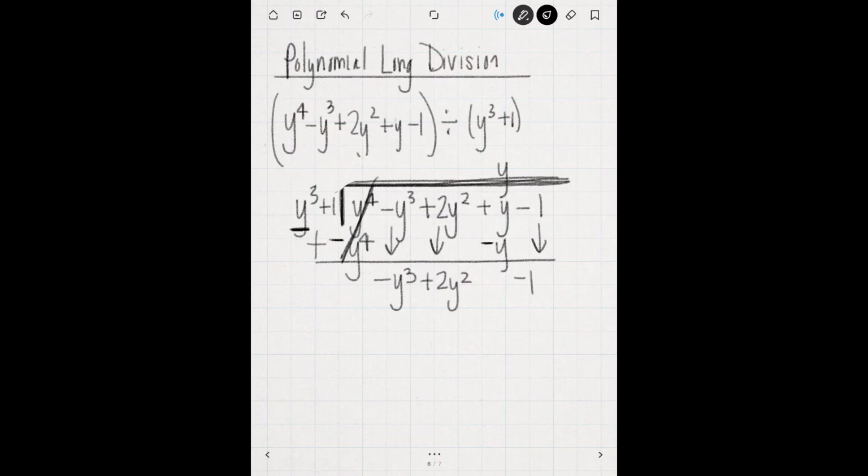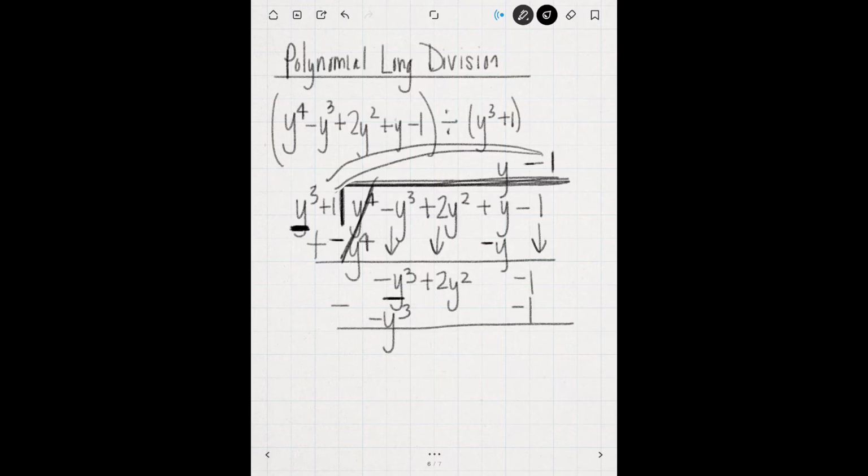Okay, now I start over and I ask myself the same question. Y to the third times what is now equal to this number? Y to the third times negative 1 is negative y to the third. So up here I write negative 1. Now I take this negative 1 and multiply it by everything here. So negative 1 times y to the third is negative y to the third. These should always be the same because they're always going to cancel each other out. And negative 1 times positive 1 is negative 1.